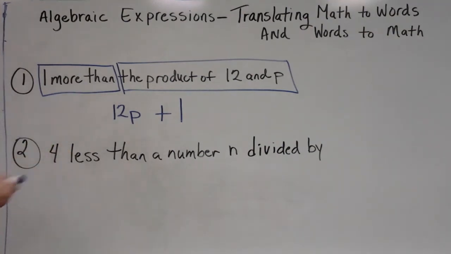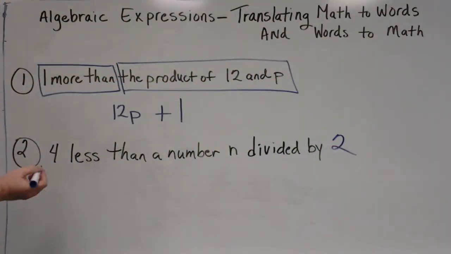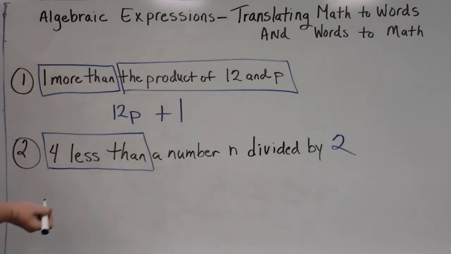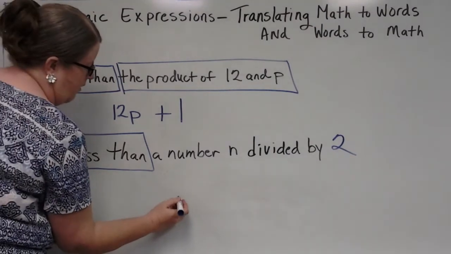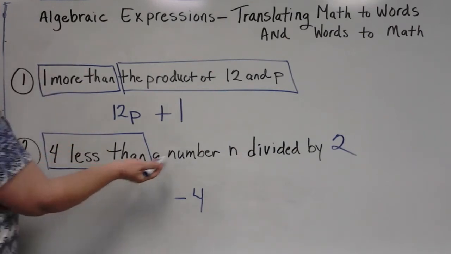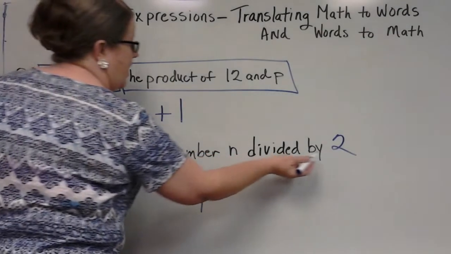Let's try this one. 4 less than a number n divided by 2. I forgot to put the 2. So 4 less than is the first thing. 4 less than, does that mean plus 4, minus 4, times 4, divided by 4? It means minus 4. 4 less than, minus 4. It's something minus 4. Then you've got a number n, so it tells us we're going to call this one n, divided by 2.